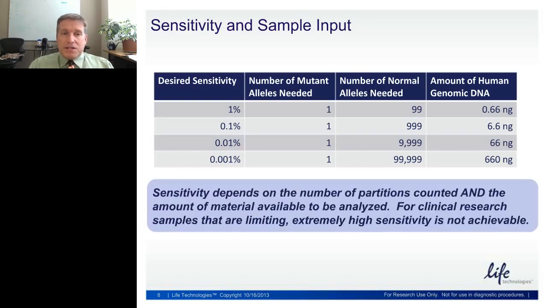What that means is that the sensitivity depends on the number of partitions that you can count and the amount of material that's available to be analyzed. For clinical research samples in which the amount of genomic DNA is limiting, the extremely high sensitivity is simply not practical or achievable. You just are not going to be able to get more than a couple hundred nanograms out of a clinical biopsy or circulating free DNA.